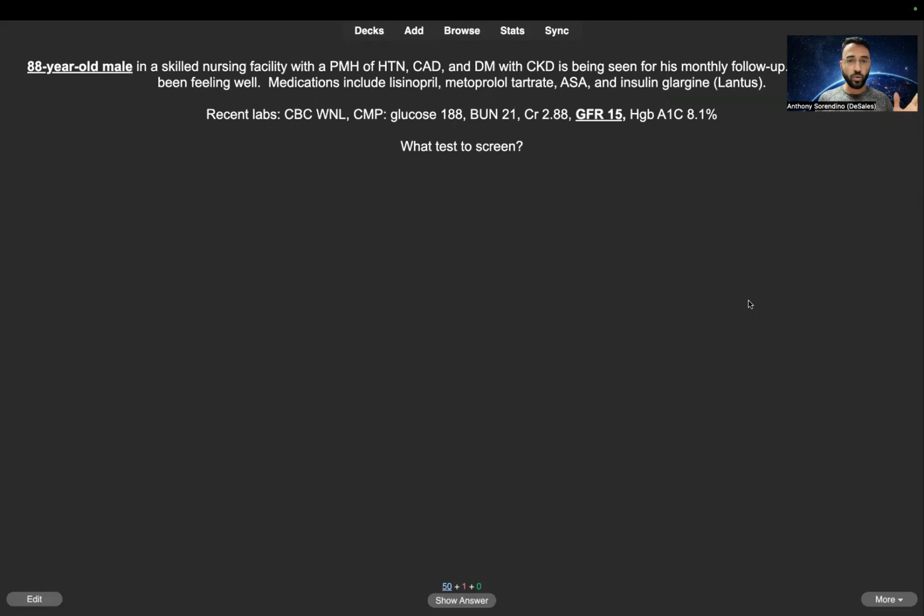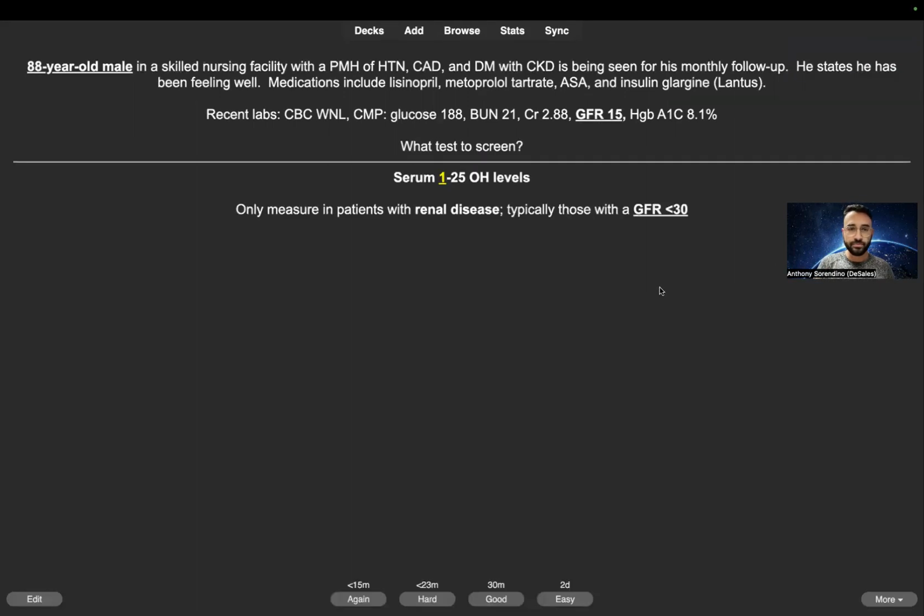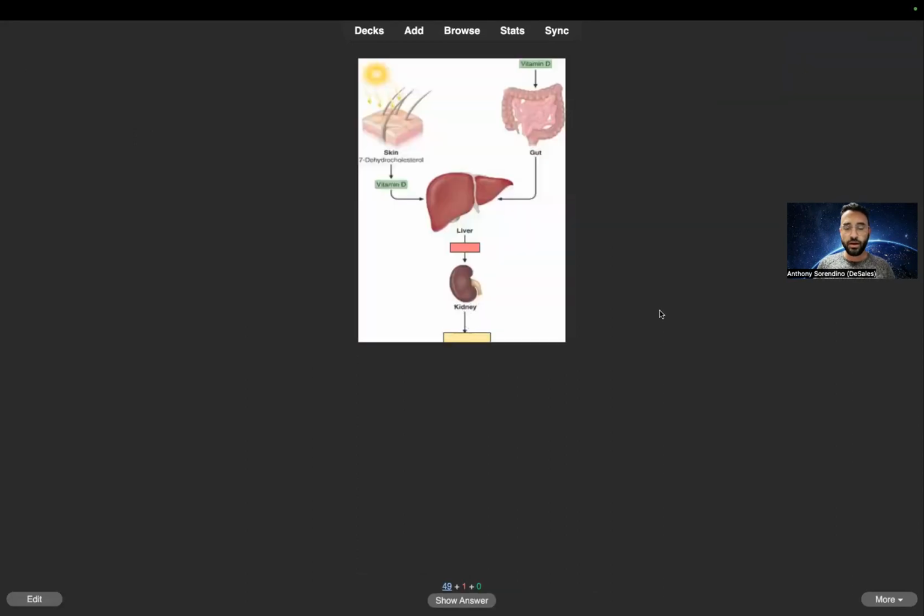88-year-old. Okay, so this is a whole vignette. Oh, geez. GFR 15. I'm just going 125 here. Yep. Good. Okay. Liver. So we're going to have just our standard D3, which is cholecalciferol, which turns into 25 OH in the liver. Kidney turns it to 125 OH. So what's hiding here should be 25 OH.